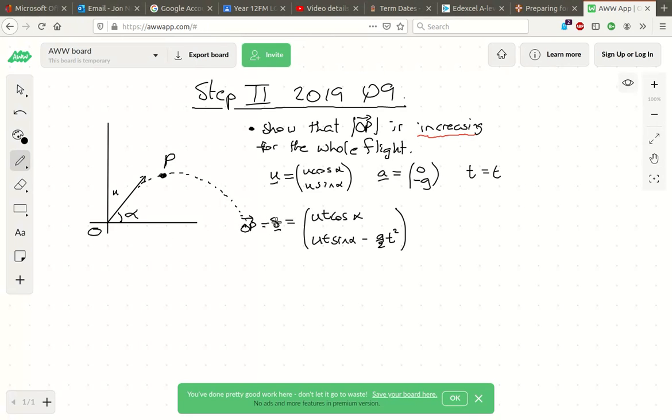I've called it s here just to relate it to SUVAT, but it is how you get from O to P. Think of it as the path of the projectile. That's what it actually is.